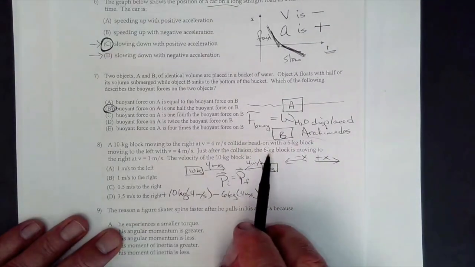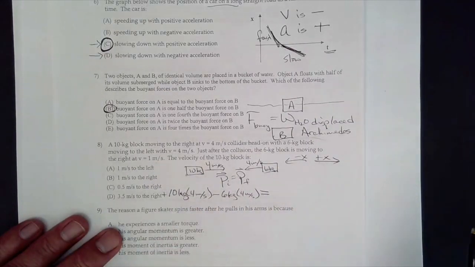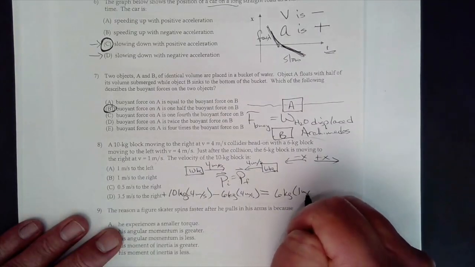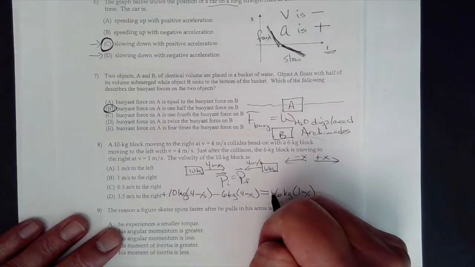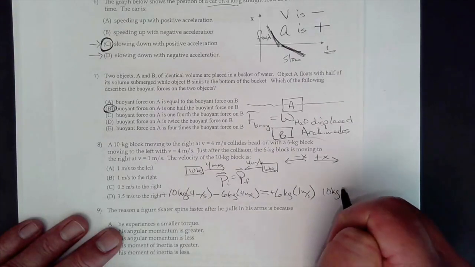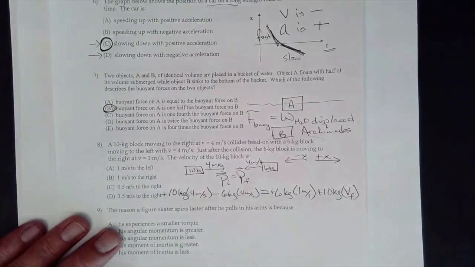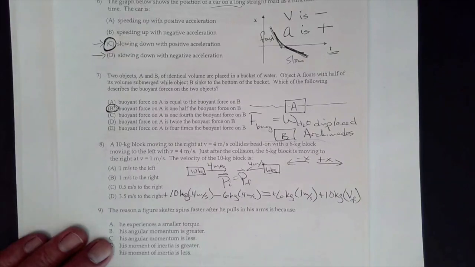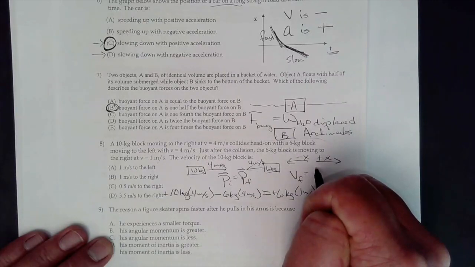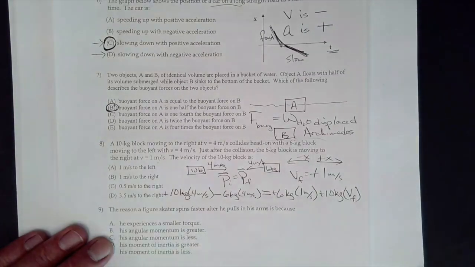that the 6 kilogram block is moving to the right at 1 meter per second. Okay, so I got the 6 kilogram block at 1 meter per second, and that's positive. And I have the 10 kilogram block moving at some final speed and direction that I don't know. So I'm going to make that a positive variable. And when I solve for that variable, I'm going to get V final is equal to plus 1 meter per second. And so that's going to be B.